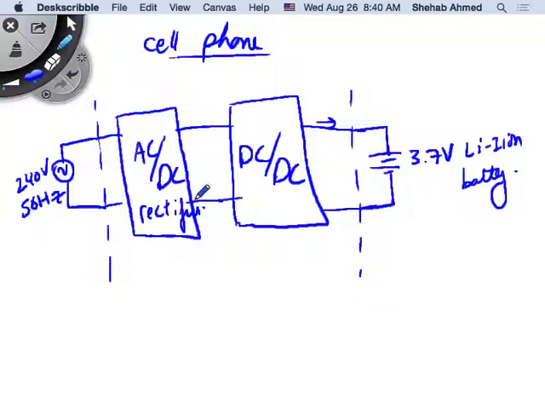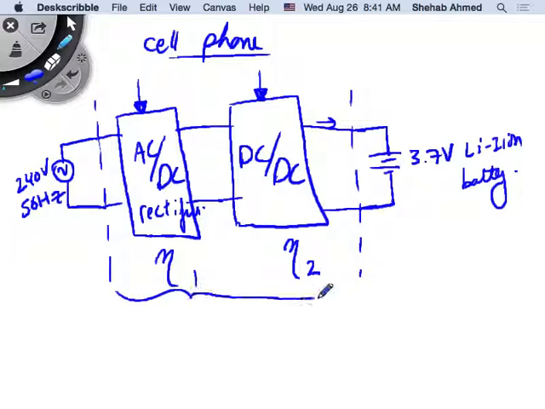One thing to note about this architecture is that the power coming in from the supply and going to my battery is passing through this box, and it's passing through this box as well. Correct? It's passing through two boxes. This box has an efficiency 1. This box has an efficiency 2, right? So what is the efficiency of the power conversion stage?